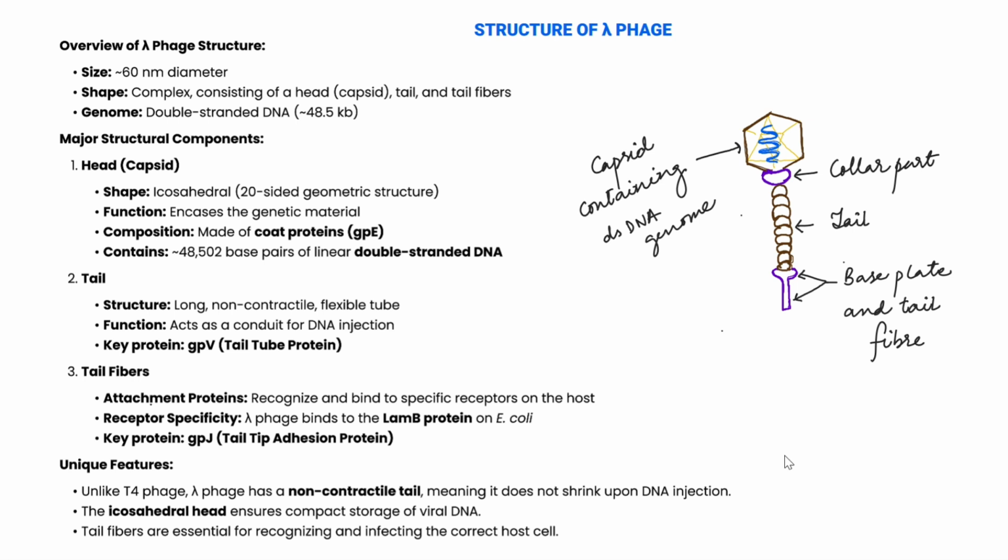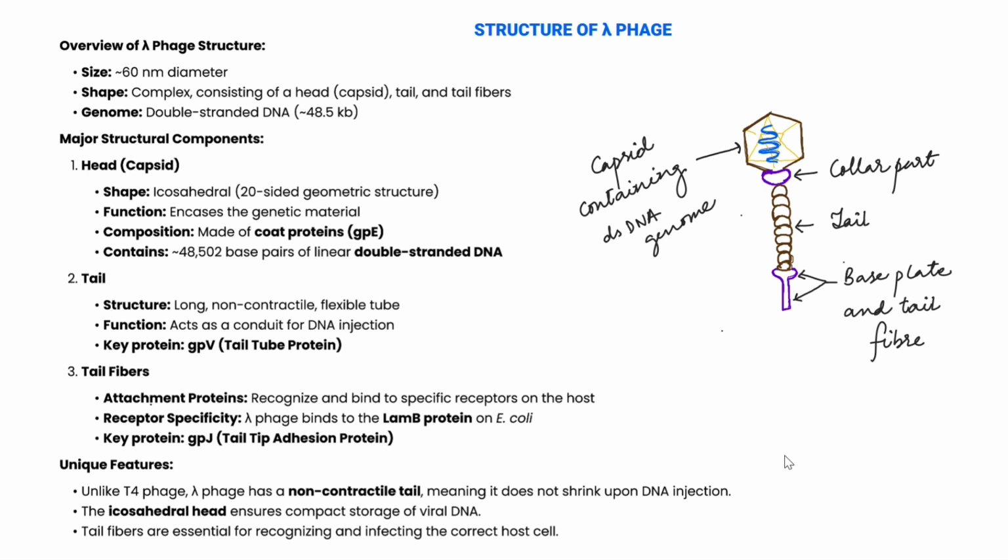At the very end of the tail, we have the tail fibers. These fibers are responsible for binding to the host cell surface. Specifically, lambda phage recognizes a protein called LamB, which is found on the outer membrane of E. coli. This is what gives lambda phage its host specificity. It cannot infect just any bacteria. It must find a cell that expresses LamB protein. The key protein responsible for this binding is called GPJ protein, which acts like a molecular key that fits into the bacterial lock.